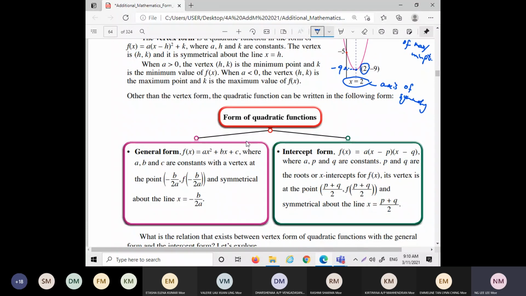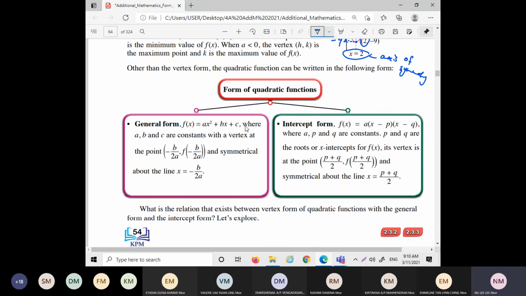So we continue. Now we look at the other form. Other than the vertex form, the quadratic function can be written in the following form. The other form is the general form. This one you are familiar with, the general form. We will always deal with the general form, where a, b, and c are constants. When you see the general form and you want to find the vertex, it's not that easy. You can memorize this part.